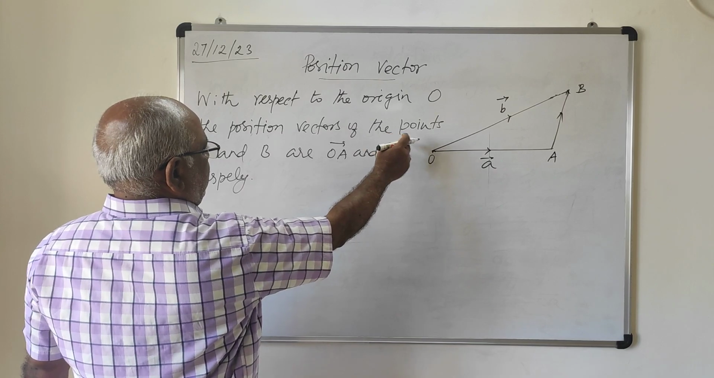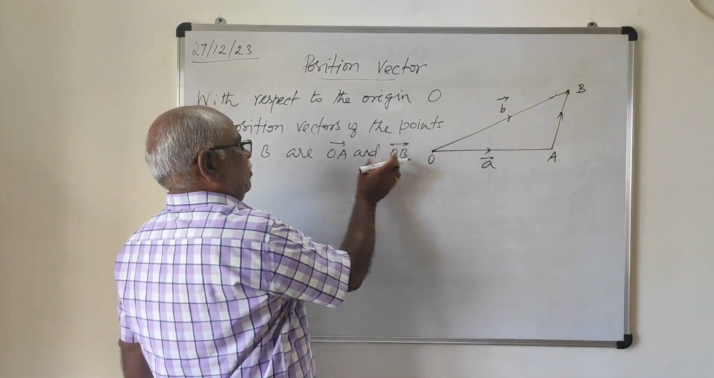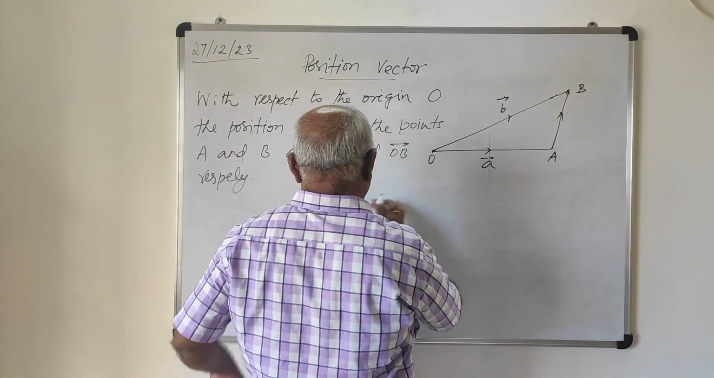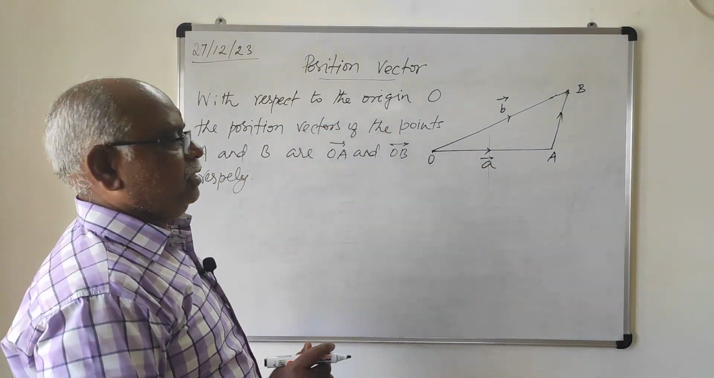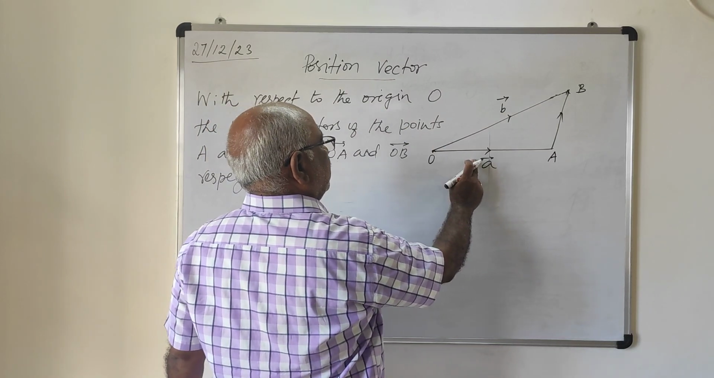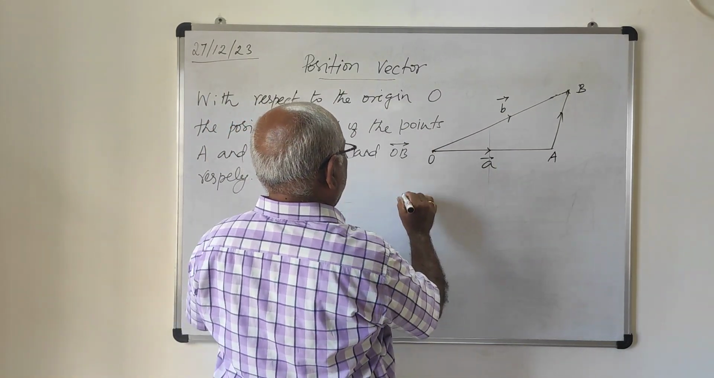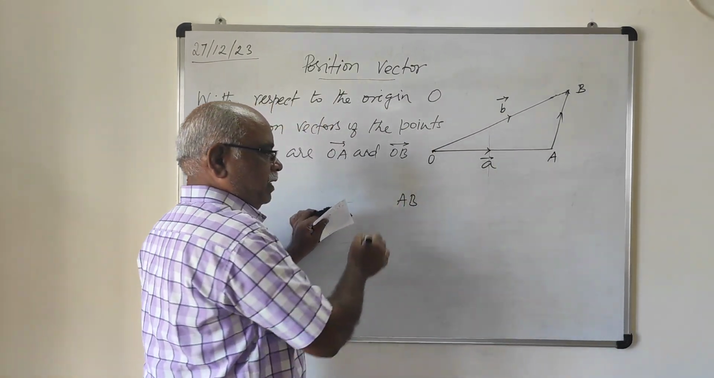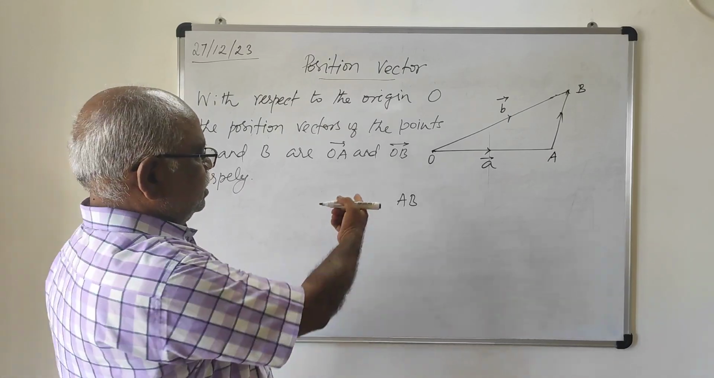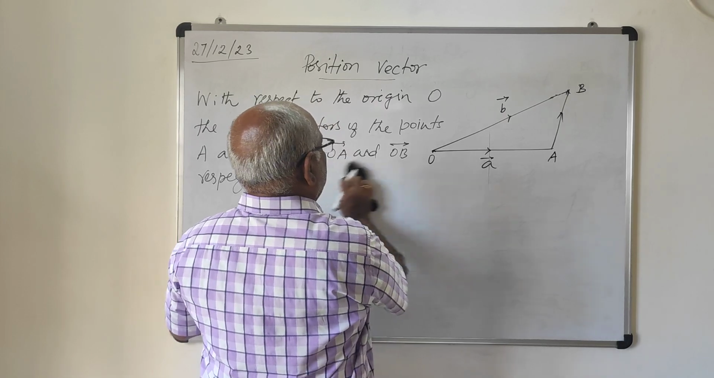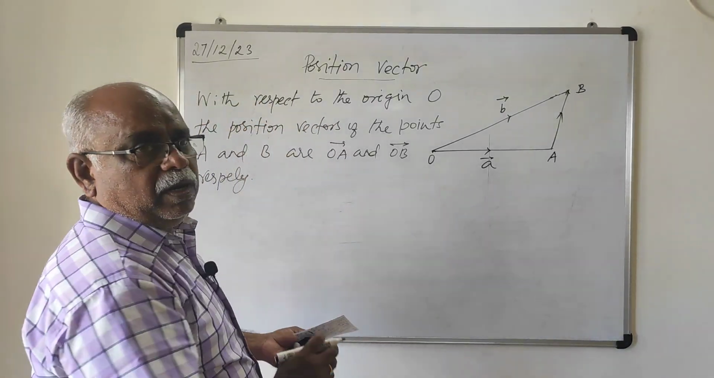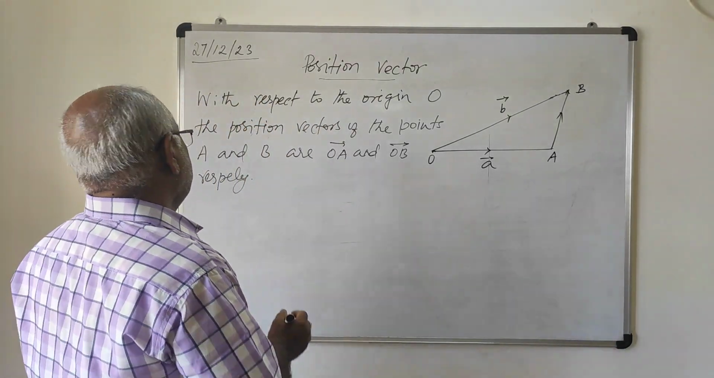See, you should write an arrow symbol above the representation of the vector. You should always give an arrow mark for a vector notation. Otherwise, if you just simply write AB, it is not a vector, it is a scalar. It represents the distance AB. Therefore, you have to use an arrow mark for vector notation.